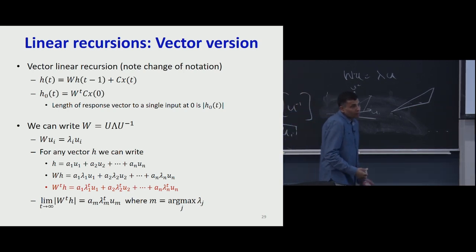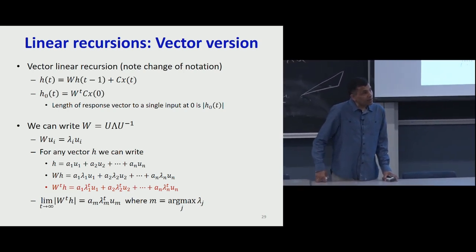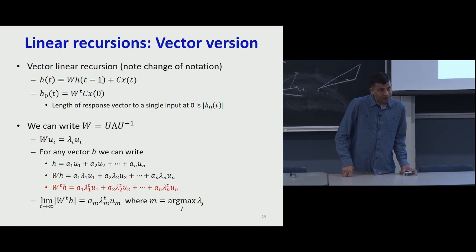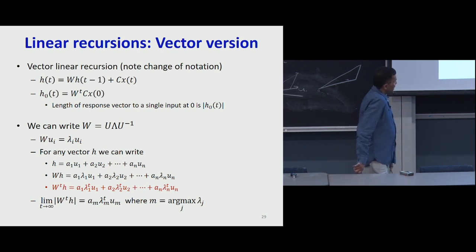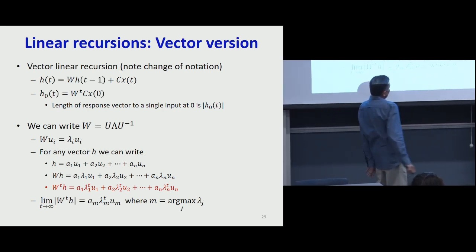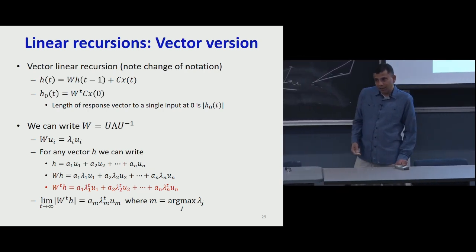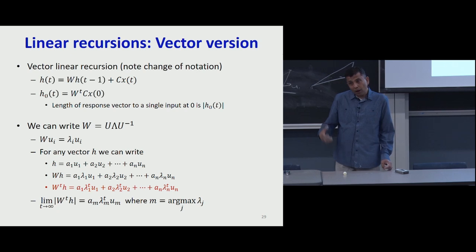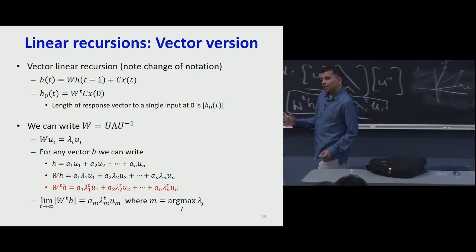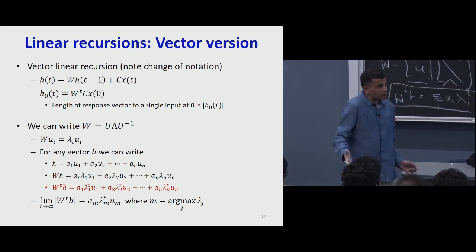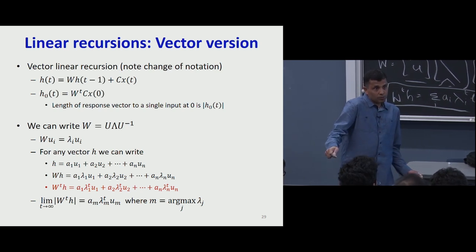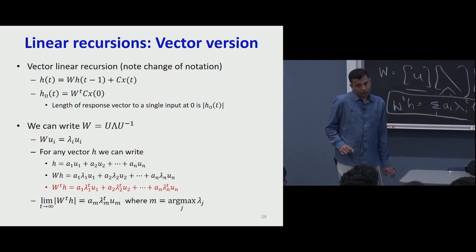As I keep multiplying it more and more times by W, the eigenvector with the largest lambda will dominate. Eventually, the only thing that remains is the eigenvector with the largest lambda, right? So in the end, all you get is a_m lambda_m raised to t times the principal eigenvector. This tells you something very interesting. To understand how this recursion behaves, all I need to do is look at the largest eigenvalue, because the long-term response is entirely controlled by the largest eigenvalue, correct?